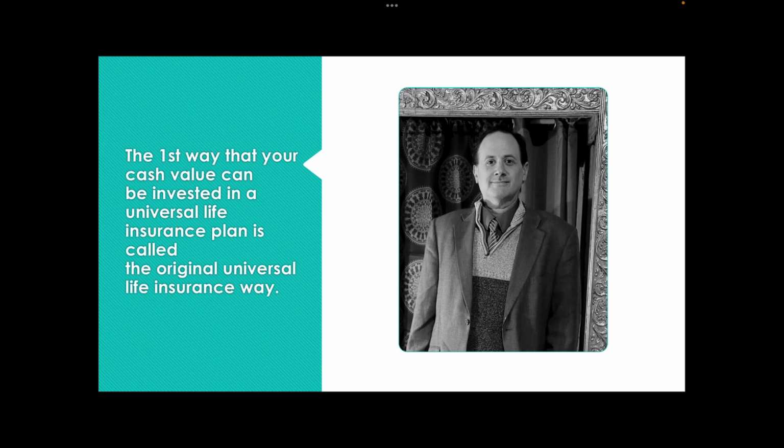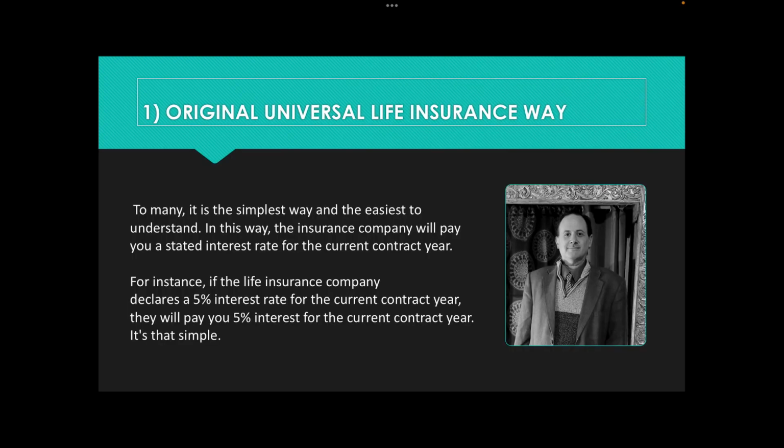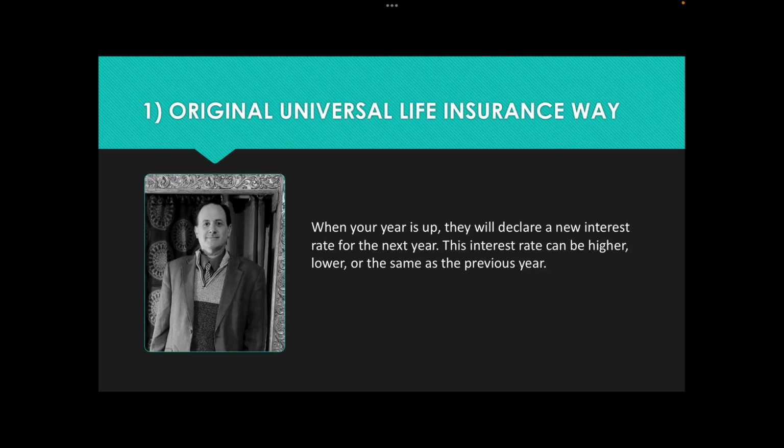The first way that your cash value can be invested in a universal life insurance plan is called the Original Universal Life Insurance Way. To many, it is the simplest way and the easiest to understand. In this way, the insurance company will pay you a stated interest rate for the current contract year. For instance, if the life insurance company declares a 5% interest rate for the current contract year, they will pay you 5% interest for the current contract year. It is that simple. When your year is up, they will declare a new interest rate for the next year. This interest rate can be higher, lower, or the same as the previous year.